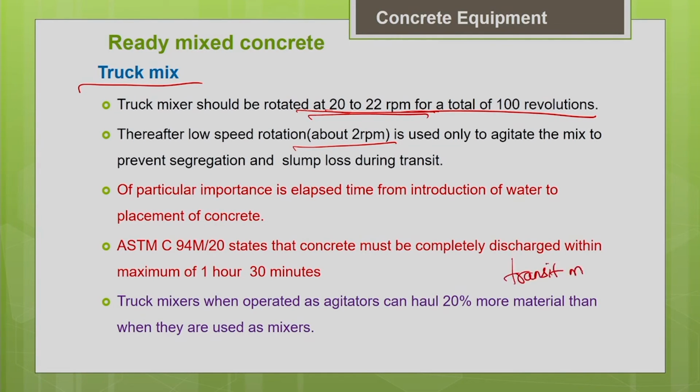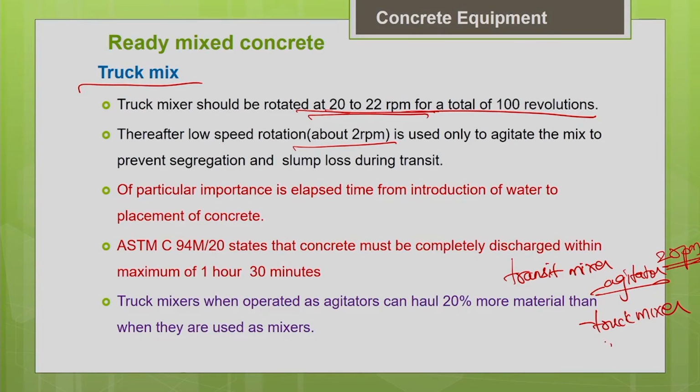So this transit mixer can be used as an agitator or as a truck mixer. If you are using it as an agitator, the main function of the agitator is just to agitate the concrete and prevent the slump loss and the segregation. So there you need a speed of only say 2 rpm.